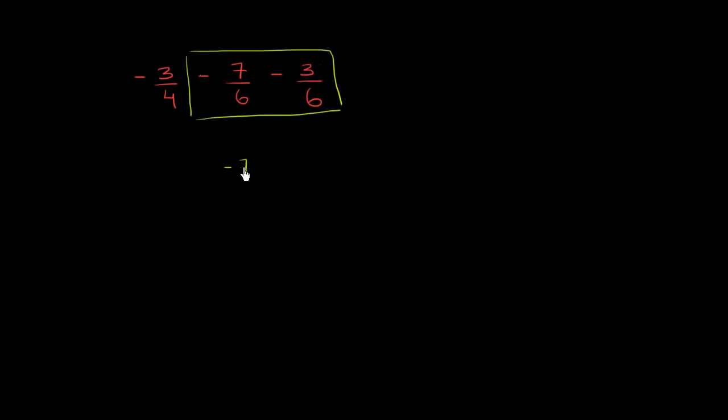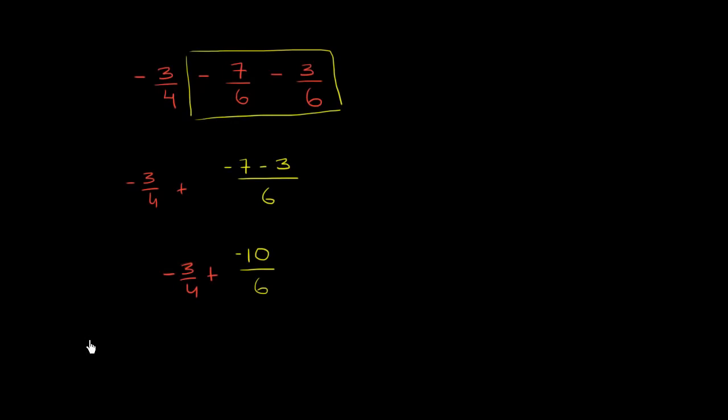So if we have negative 7/6 minus 3/6, that's going to be the same thing as negative 7 minus 3 over 6. And of course, we have this negative 3/4 out front that we're going to add to whatever we get over here. So these are the two terms that I'm adding together. Negative 7 minus 3 is negative 10. So it's negative 10 over 6. And then I'm going to have to add that to negative 3/4.